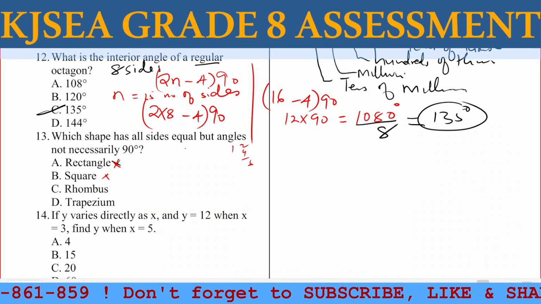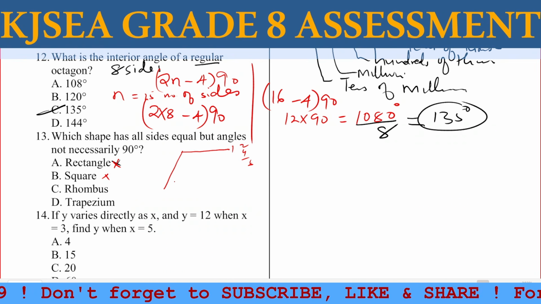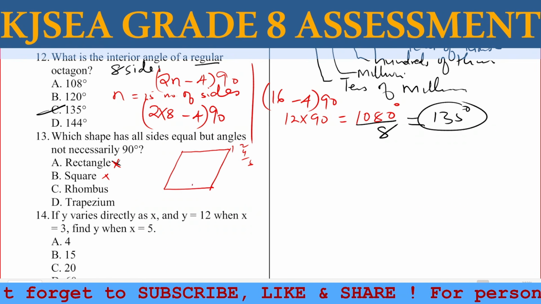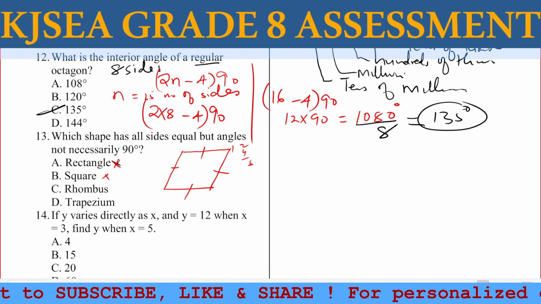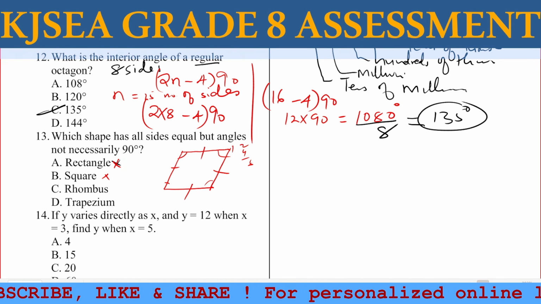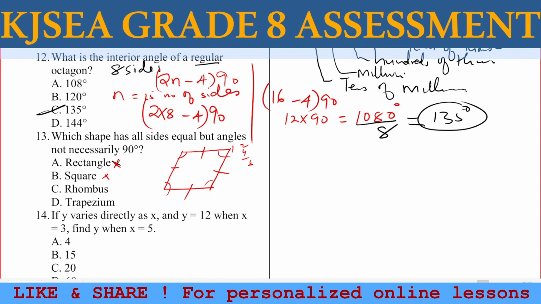Rhombus, all the sides are equal, yes, and all the angles are not necessarily 90. It is true. Rhombus looks like this. All the sides are equal. But when you look at all these angles, they are not all 90. They are not necessarily all 90. So that is a solution.